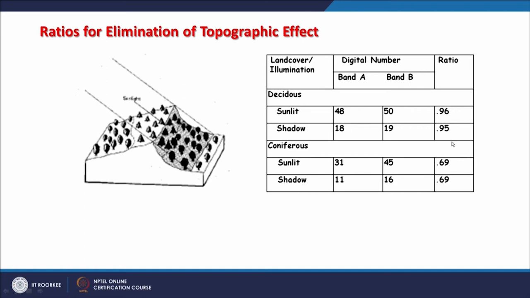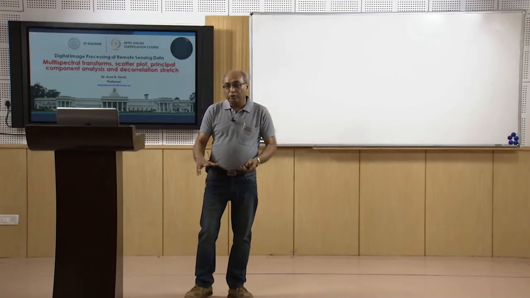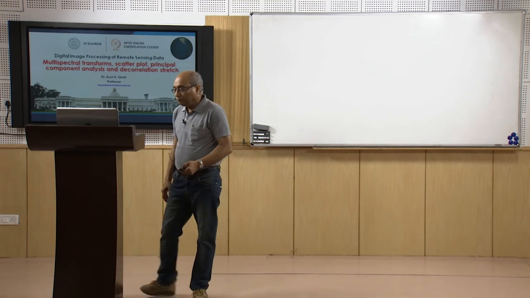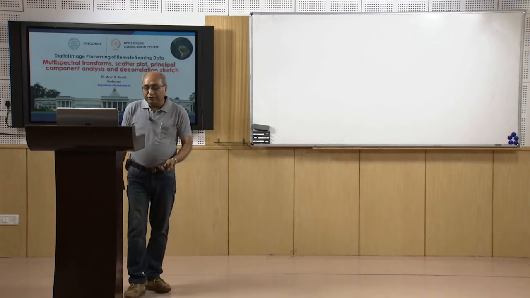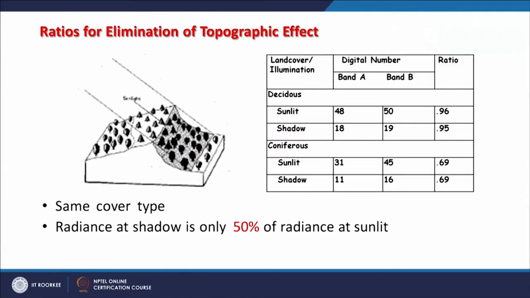So when we make the integer values, these values come very close, whereas in the ordinal bands these values were very far apart, and this is the advantage. We are removing the effects of shadow which have been caused by the presence of rugged topography. So even if we have the same cover type, no problem, and if we have different cover types, then depending on which land cover is there, this will reduce the effects of topography.